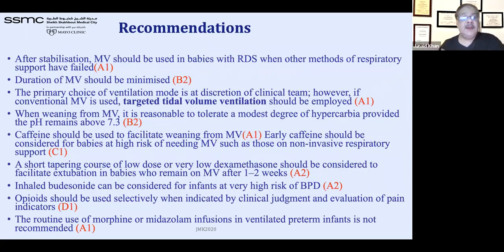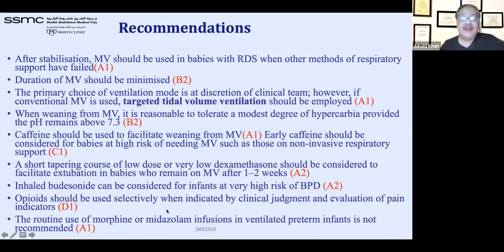So these are the recommendations. After stabilization, mechanical ventilation should be used if the baby is not improving. Duration should be minimized. Use target tidal volume ventilation as we just discussed. Keep the pH 7.3. Caffeine should be used. A short tapering course of low dose dexamethasone, as I showed you, should be considered. The recommendation is high. Inhaled budesonide can be considered if the baby is at very high risk of BPD.